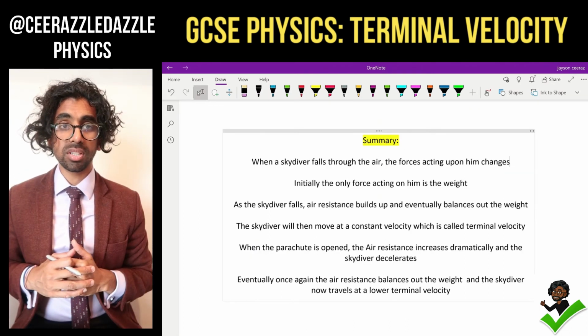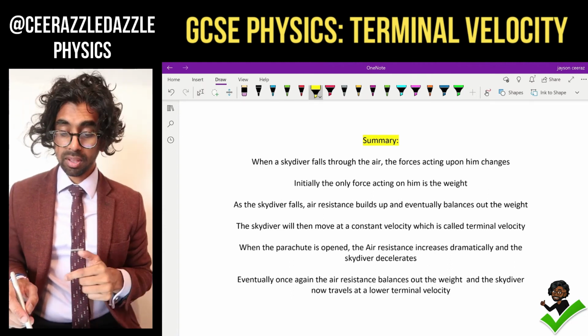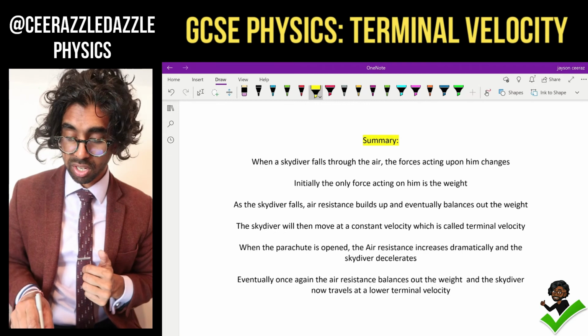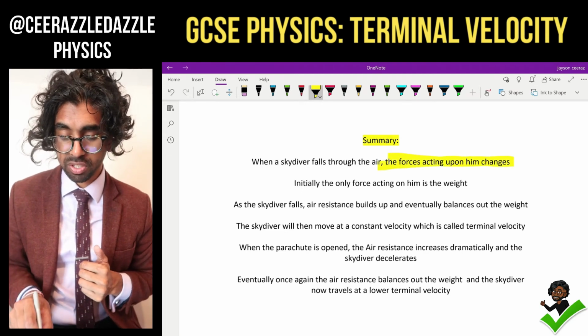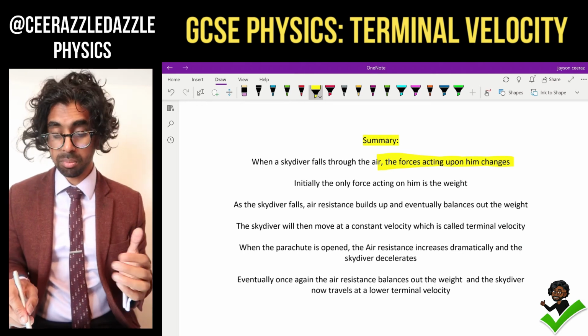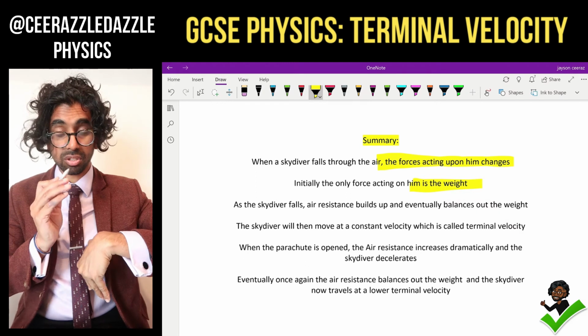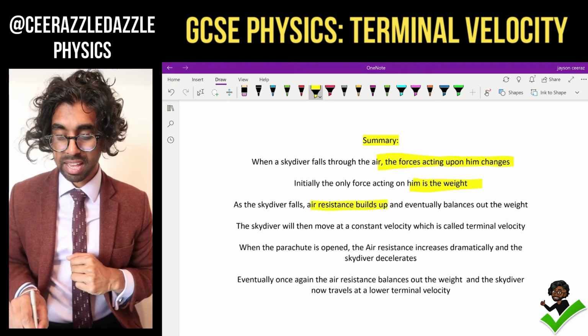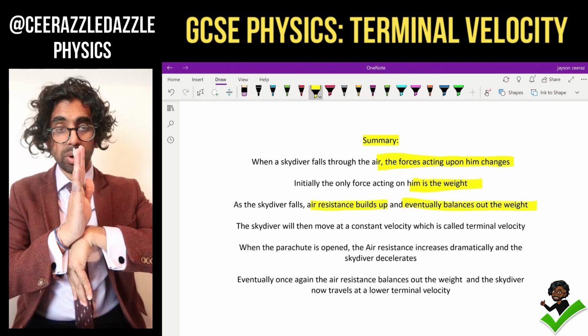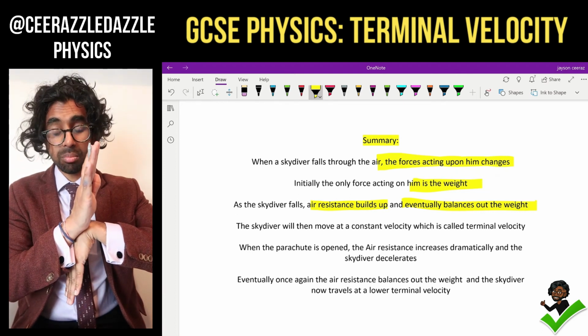Okay everyone, let's summarize the lesson. So, summary. When a skydiver falls through the air, the forces acting upon him change. Obviously they're not the same throughout the whole journey. Initially the only force acting on them is the weight. As the skydiver falls down, the air resistance starts to increase. The air resistance builds up and eventually it balances out the weight. Therefore it moves at a terminal velocity.